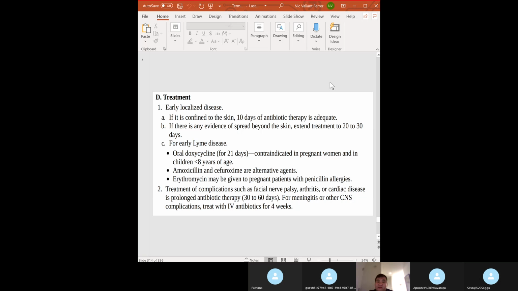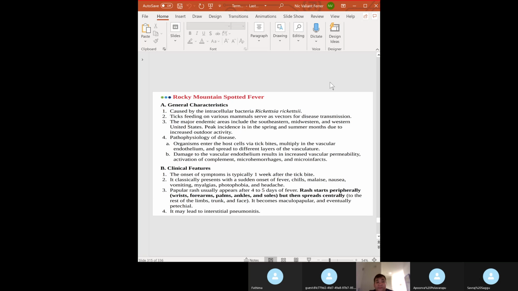Treatment complications, like facial nerve, your Bell's palsy, arthritis, and cardiac disease. Sometimes they develop meningitis, so you might give IV antibiotics for 4 weeks. You talk about Rocky Mountain spotted fever.